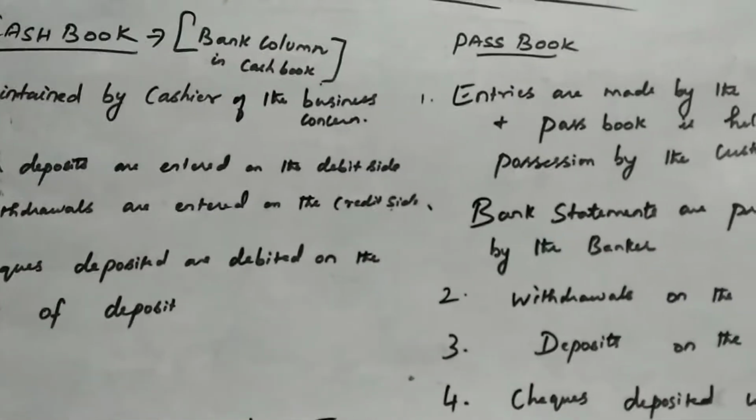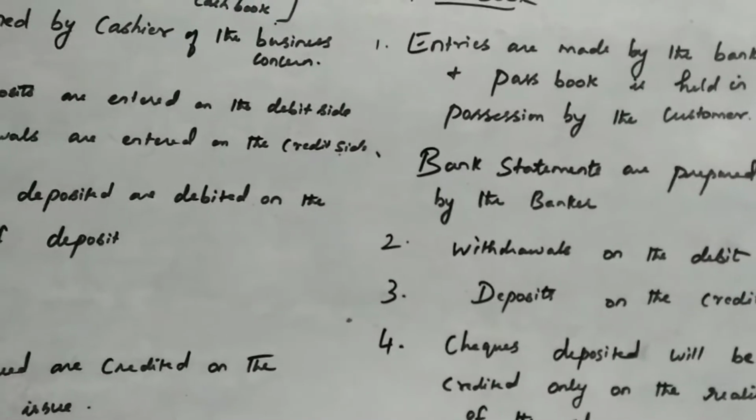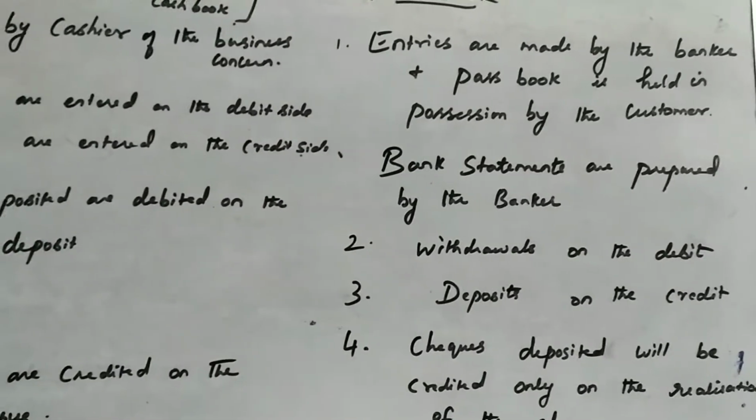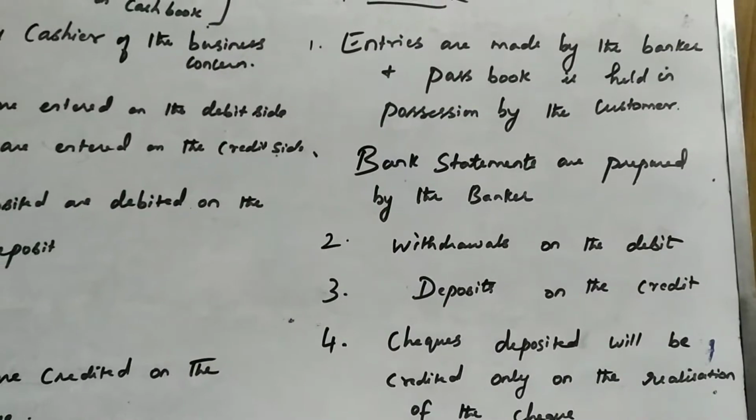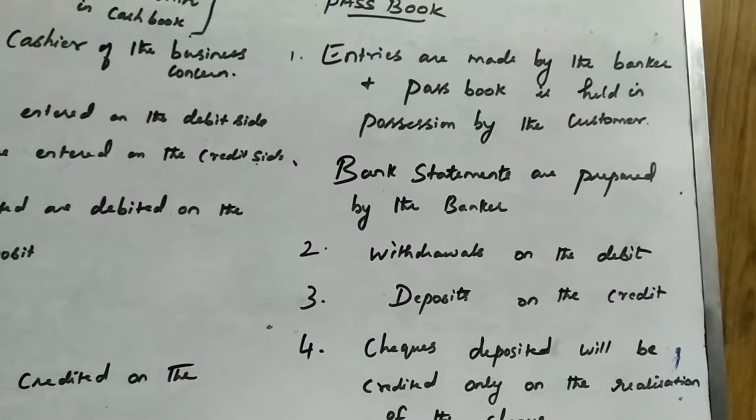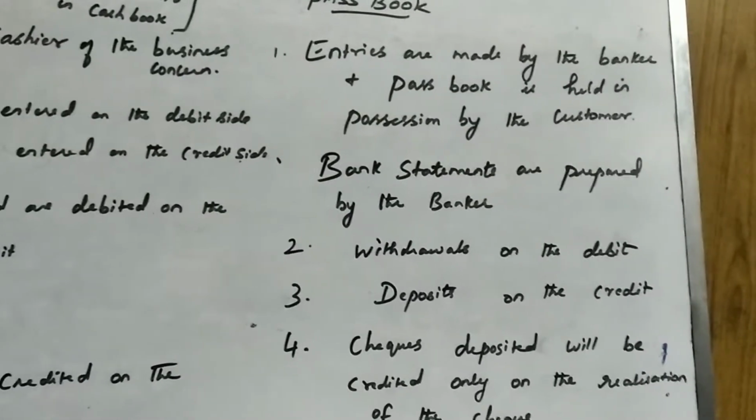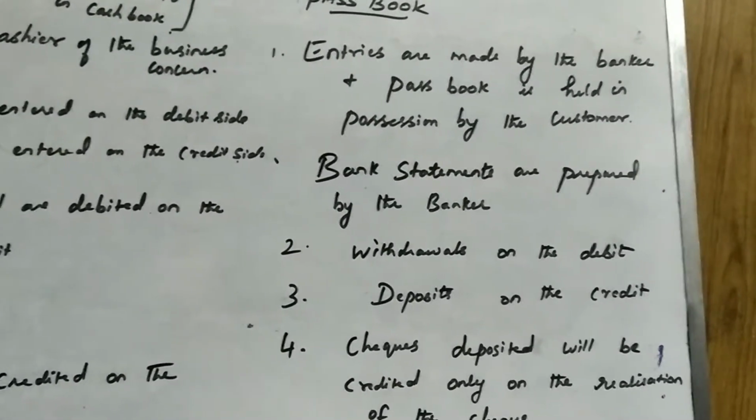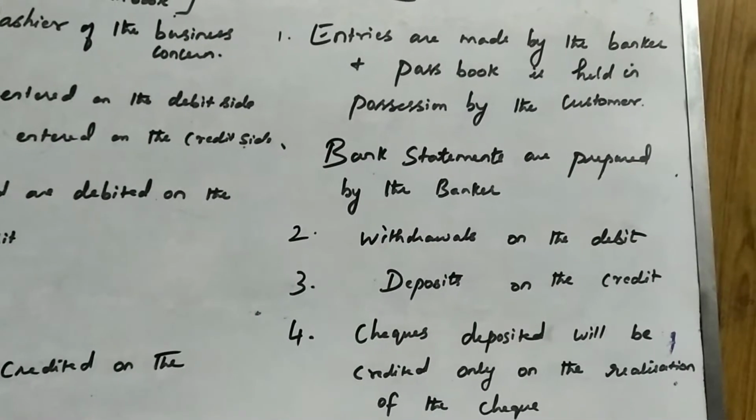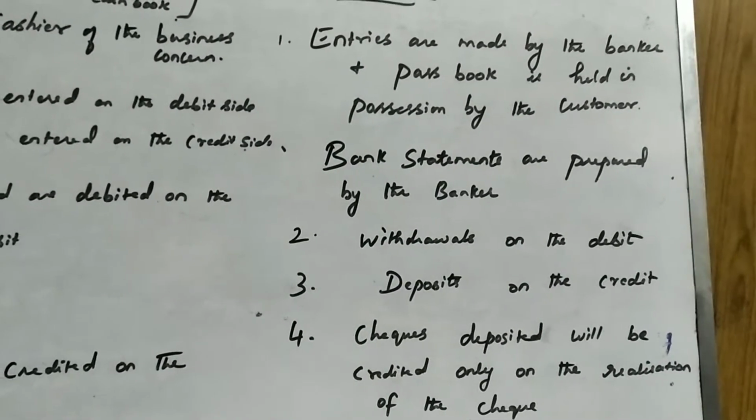Whereas in case of passbook, the entries are made by the banker. The bank will have a separate ledger for each of its customers, right? The bank will be maintaining a separate ledger for the customer and an entry will be made in the passbook and that passbook will be given back to the customer. So entries are made by the banker. The passbook is held in the possession of the customer. So the customer will be having the passbook with him. Whenever he goes to the bank, he can make an entry in the passbook.